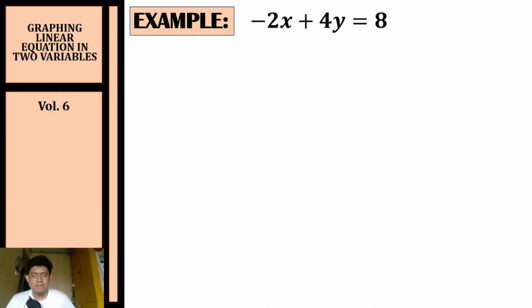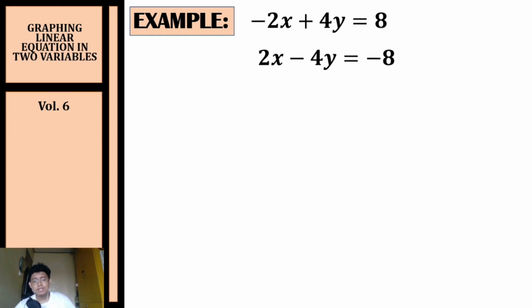Okay, so let's have another example. For example, we're going to graph negative 2x plus 4y is equal to 8. So first thing that we need to do is to rewrite the equation into standard form. Now, in this case, we have a negative first term. Let's divide both sides by negative 1. We will have our standard form as 2x minus 4y is equal to negative 8.